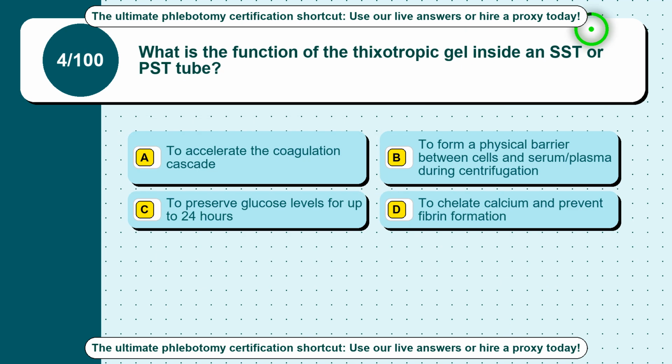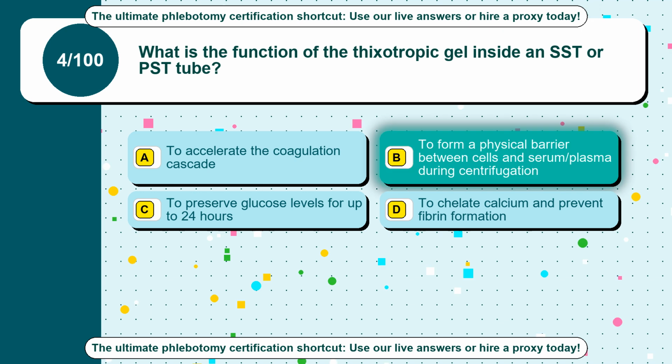Question 4. What is the function of the thixotropic gel inside an SST or PSD tube? Option A, to accelerate the coagulation cascade. Option B, to form a physical barrier between cells and serum/plasma during centrifugation. Option C, to preserve glucose levels for up to 24 hours. Option D, to chelate calcium and prevent fibrin formation.